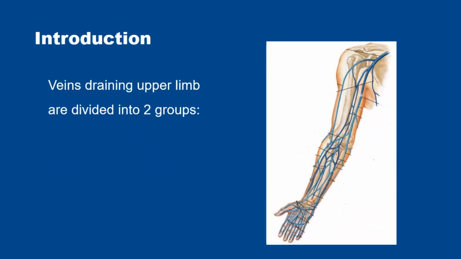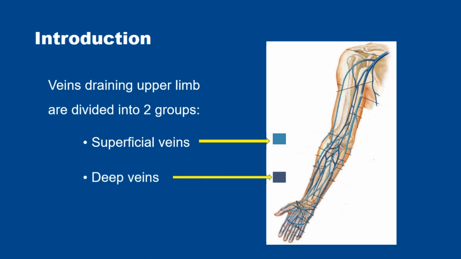The veins draining the upper limb are divided into two groups. One is superficial veins and another is deep veins. Here in this picture we can see these light blue structures are the superficial veins, and on the other hand, deep to these light blue structures we have deep blue structures which are the deep veins.